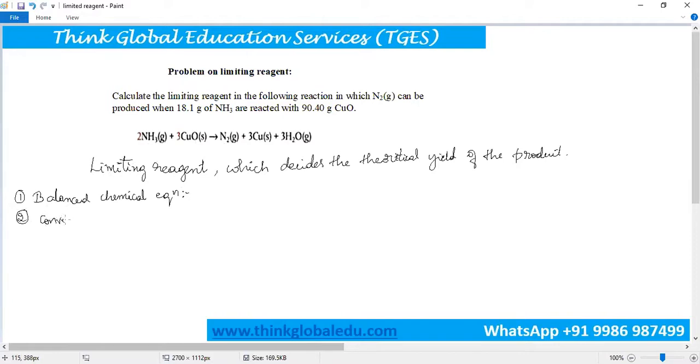Convert the mass of the reactants to mole ratio.